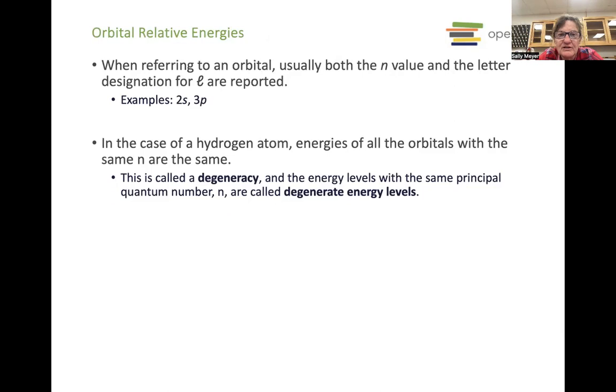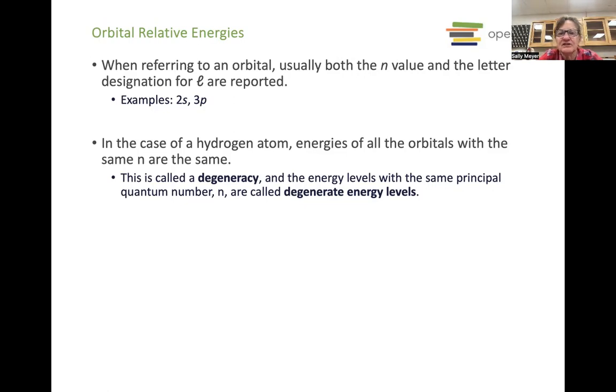When referring to an orbital, usually both the n value and the letter designation for L are reported. So we call it a 2s orbital, a 2p. Once again, these are just ways to label those ledges that your electron's on, those energy steps that the electron can be on.